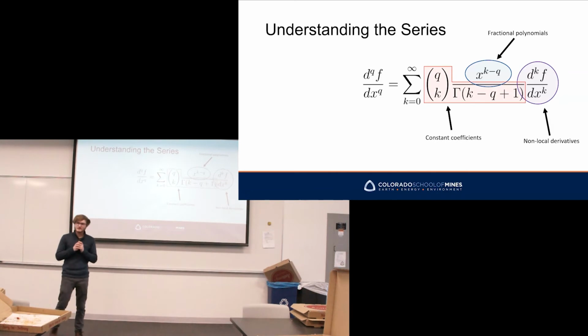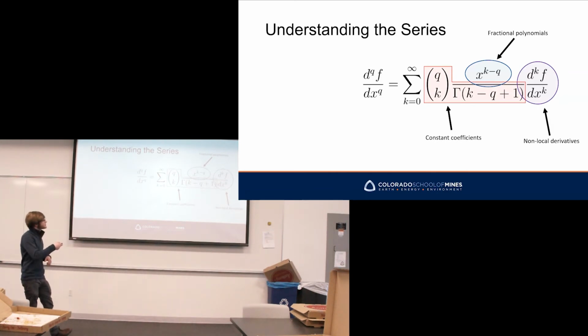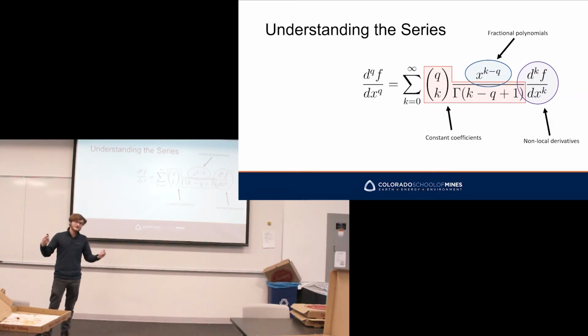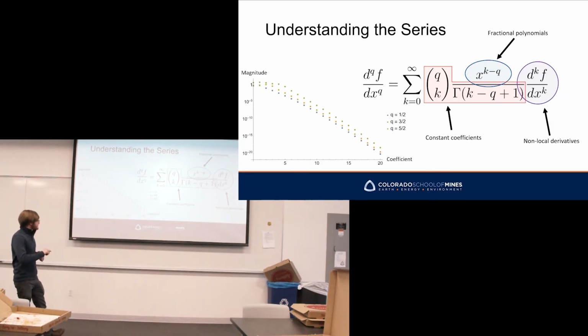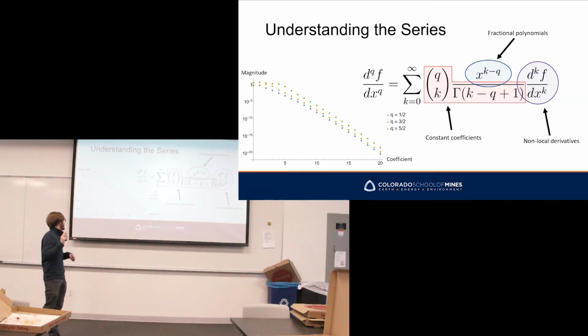The other thing, of course, is just a bunch of coefficients. This is the binomial coefficient, and this is the gamma function, but all they are is constants. And what's nice about these constants is they fall off quite quickly. This is, of course, the order of the constant, and this is the magnitude plotted on a log scale. So even at high values of the derivative order, we have low values for the coefficients when k gets pretty large.